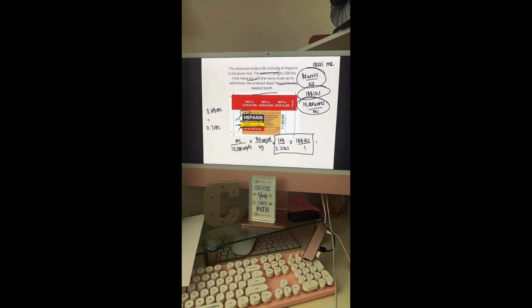So you do 80 times 188 and you get that top number, and then you do 10,000 times 2.2 and then you divide the top by the bottom. I did not convert my weight before I put it into the equation because I like for my equation to work smart, not hard. I pick up the calculator one time and do one computation.